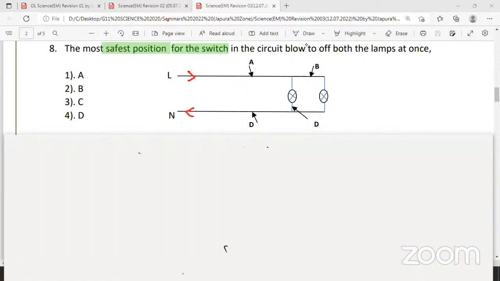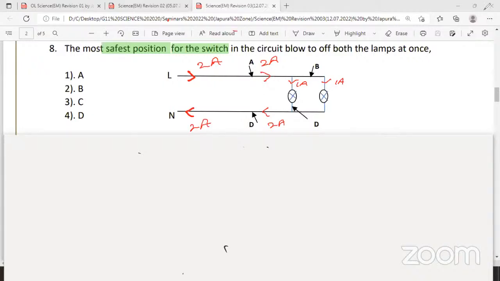So if I divide the current flow here, what happens? The current that enters through the live wire gets divided among these 2 branches. Imagine 2 amperes of current enters. If they are identical lamps, what happens? 1 ampere through this lamp and 1 ampere through this lamp, and then they combine again and become 2 amperes. Some students think the current drops after the lamp. No, that is wrong. If they are identical lamps, the current also gets divided equally.